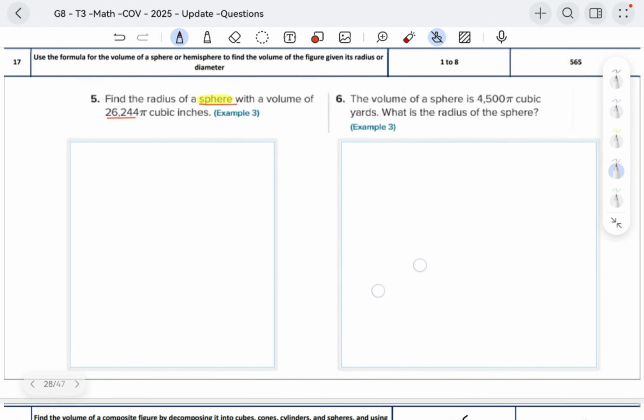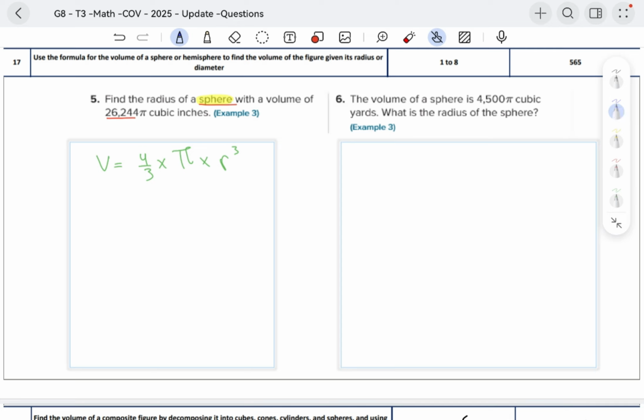Let's go for question number 5. For this question, we have a sphere with a given volume, 26,244 pi cubic inch, and they ask me to find the radius. So again, we're going to write the formula. The volume for a sphere is 4 out of 3 times pi times the radius cubed.